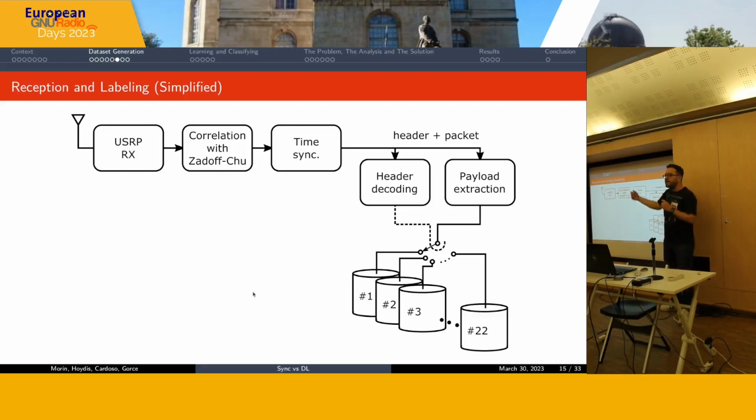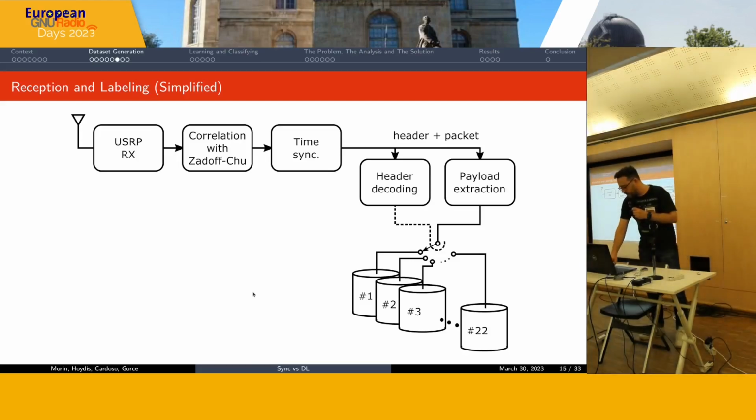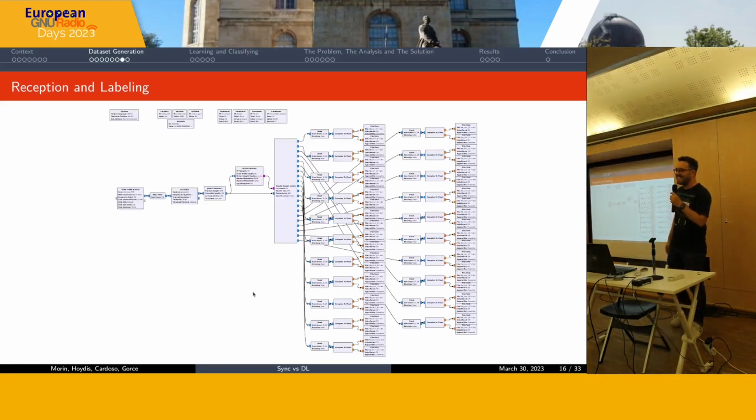Then we will look at the packet, the OFDM packet, extract the header, and with that header, we will take the payload and store that onto these buckets, which are the ones we're going to use afterward for training. This is what it looks like. I said it's quite heavy.